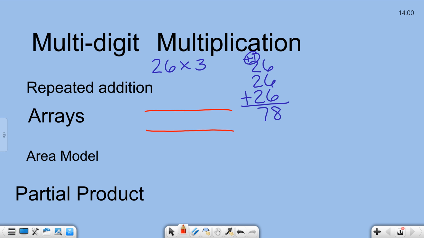And I'm going to use base 10 blocks, 1, 2, 3 rows, to show 26. So 10, 20, 1, 2, 3, 4, 5, 6, and the same for each row. So I'm going to count my 10s, 10, 20, 30, 40, 50, 60. Then I'm going to count my 1s, 6, 12, 18. 60 plus 18 is 78.